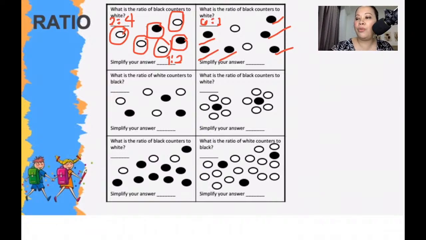Therefore, the simplified form for this would be 3 is to 1.